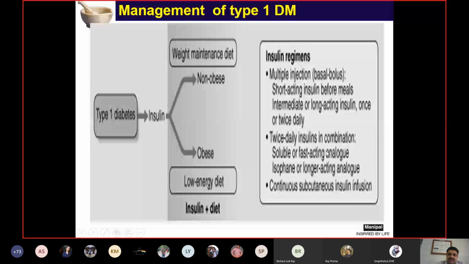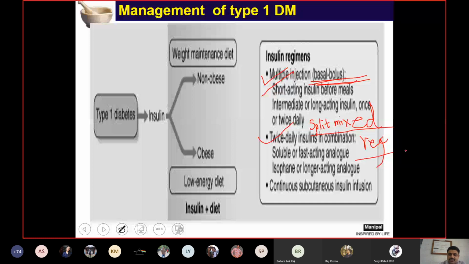And in some cases, in diabetic ketoacidosis or some other complications, sometimes we use insulin as a continuous subcutaneous infusion. But these two are the most commonly preferred ones. One is multiple injection basal bolus, and the other is the split mixed regimen.